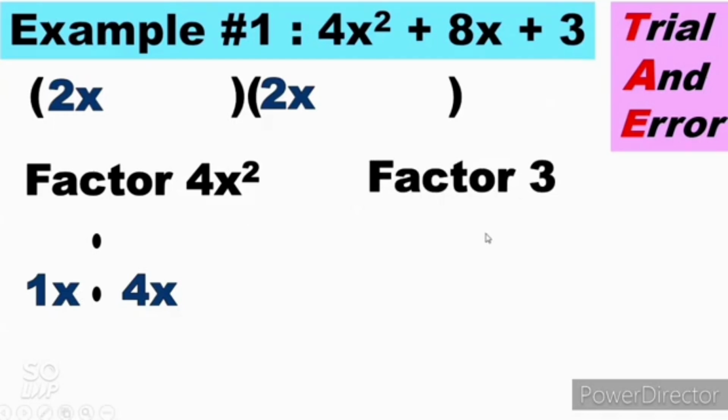Okay, next i-factor natin yung 3. Ang factor ng 3 is 1 times 3. Okay, so ang gagawin natin, so 1 times 3, since yan lang naman ang factor niya, ilalagay natin doon sa second term ng first binomial yung 1, and then yung 3, lalagay doon sa second term ng pangalawang binomial factor natin. Okay, or pwede namang pagbalik na rin. Okay, so meron na tayong 2x and 1 sa first binomial, 2x and 3 sa second binomial factor.